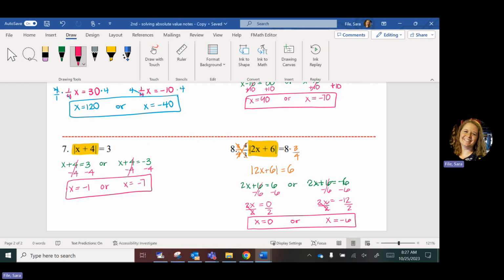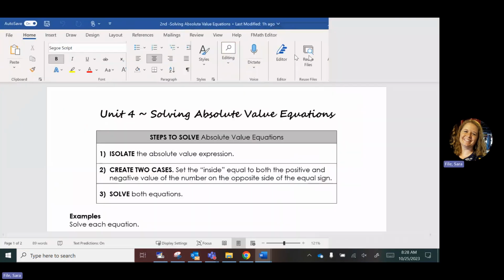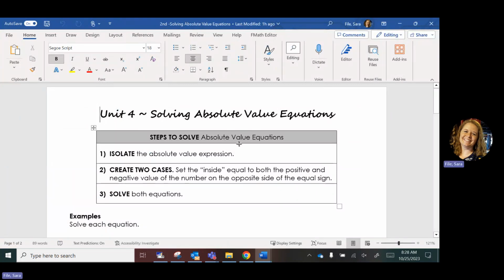That 3-step process. Okay, so the paper, those you keep with your notes. You don't have to do anything with those or turn those in anywhere. Okay, the paper that you picked up when you came in, this one. All right, so I've got those 3 steps written out here in print for you. They match what we wrote yesterday in our notes. We isolate the absolute value expression, then we create 2 cases or 2 equations. We set the inside equal to both the positive and negative value of whatever that number is on the other side.